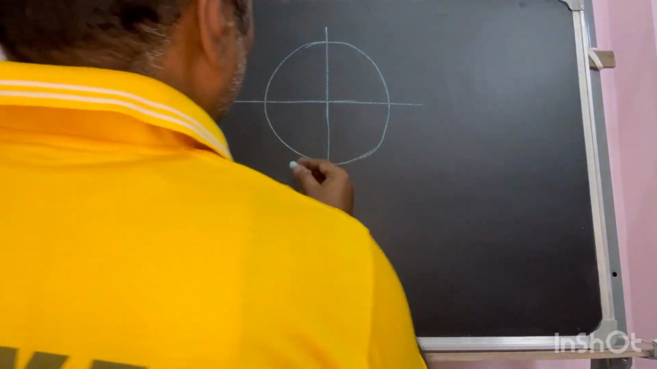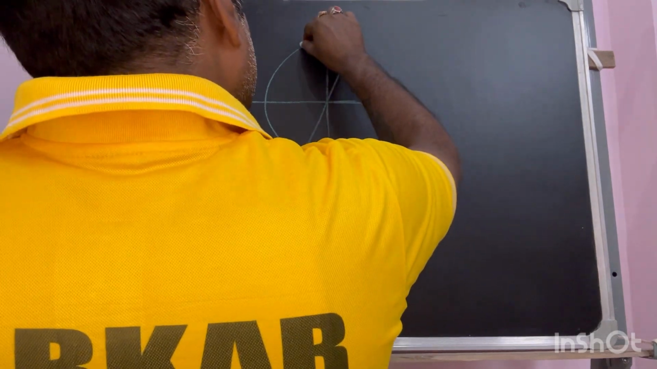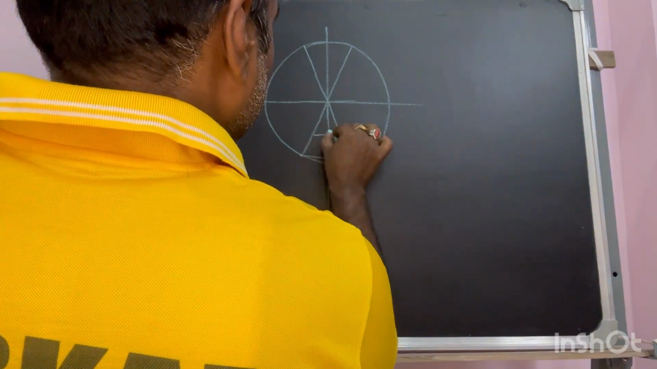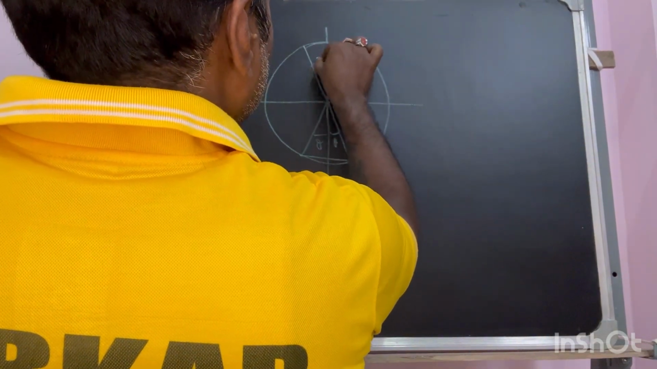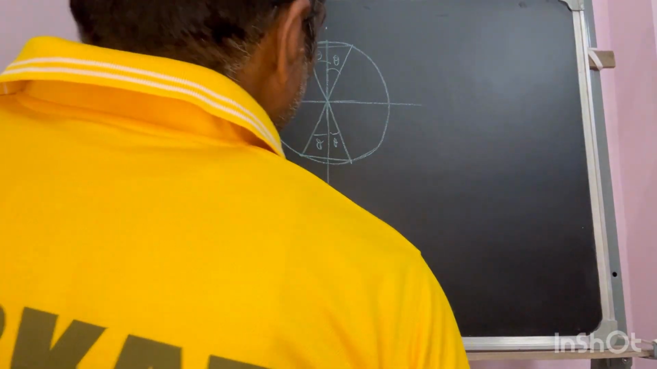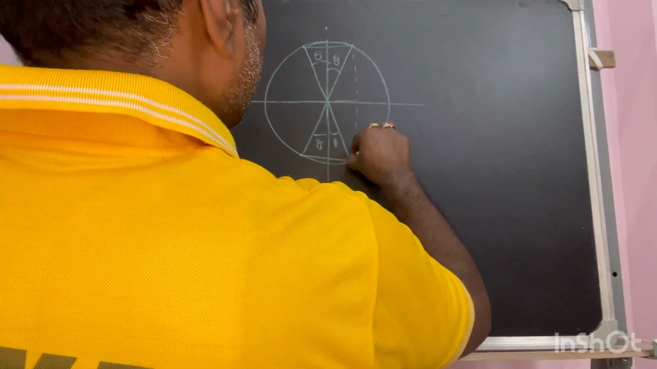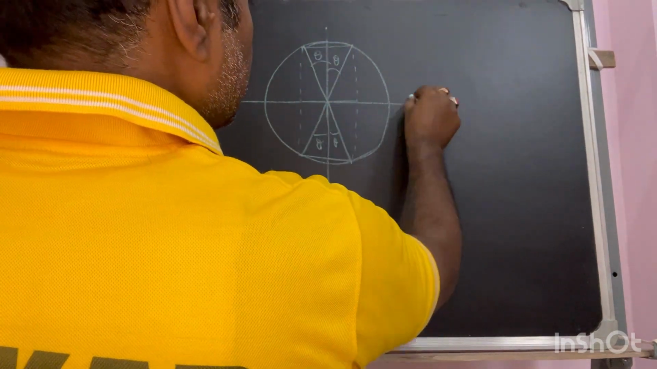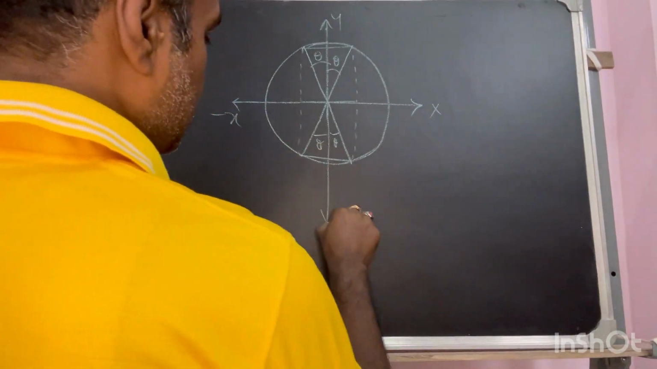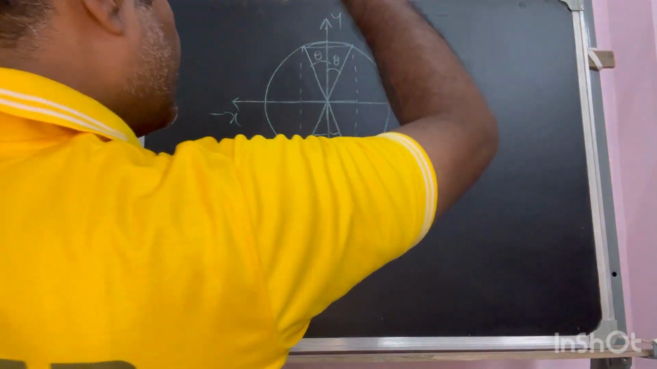Okay, now I have drawn it. This time I will draw with respect to the x-axis, where this makes theta with the positive and negative y-axis. Okay, so now I will join this. If it is the case, then respectively I will draw the perpendicular on this axis. This is your x, this is your y, this is your minus x, this is your minus y.